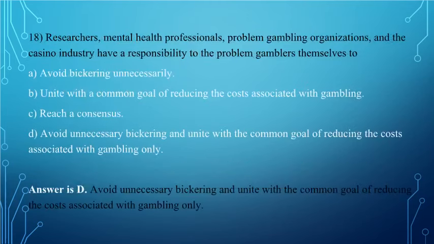18. Researchers, mental health professionals, problem gambling organizations, and the casino industry have a responsibility to the problem gamblers themselves to A. Avoid bickering unnecessarily. B. Unite with a common goal of reducing the costs associated with gambling. C. Reach a consensus. D. Avoid unnecessary bickering and unite with a common goal of reducing the costs associated with gambling only. Answer is D. Avoid unnecessary bickering and unite with the common goal of reducing the costs associated with gambling only.